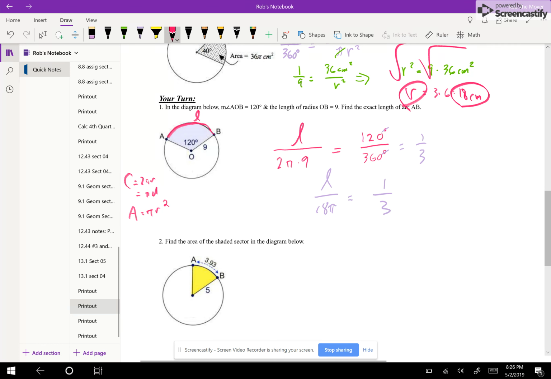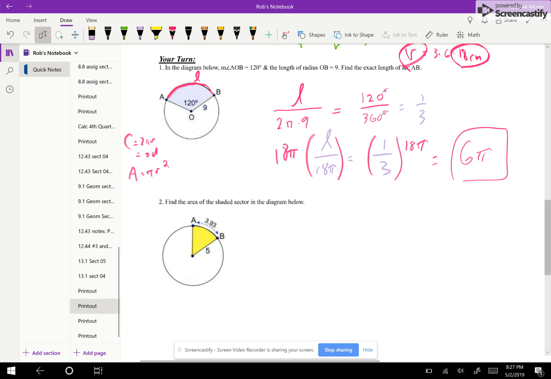I can easily solve that by multiplying by 18 pi on both sides and get 6 pi. You can leave your answer like that because we're not told to estimate it to anything. If it says estimate to the nearest hundredth or tenth, you would plug pi into your calculator and multiply by 6.